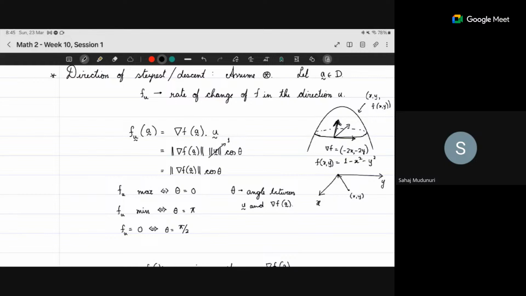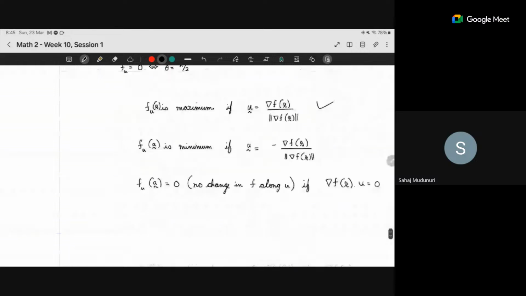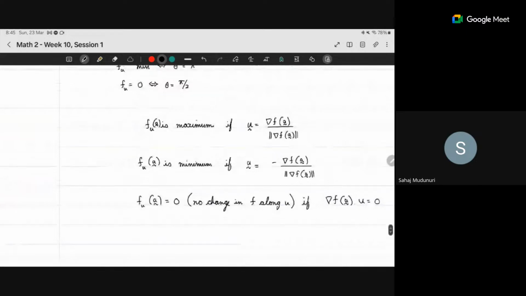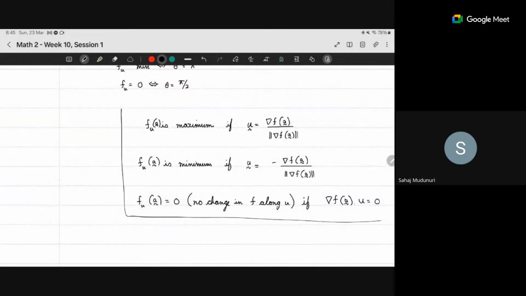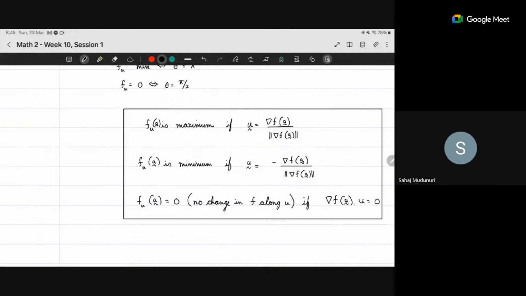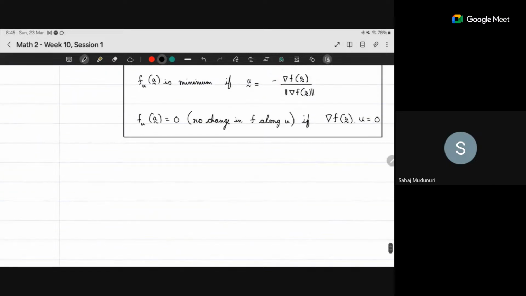Your intuition and the formula, they agree, right? Yes, yes, sir. Right. Even if you don't get the intuition, the important part to note is this. This is called steepest ascent. This is called steepest descent, and this is a stable point. There is no change in f along that direction.